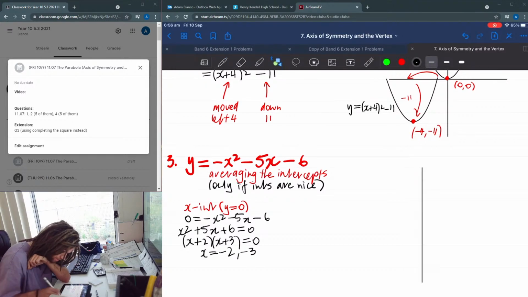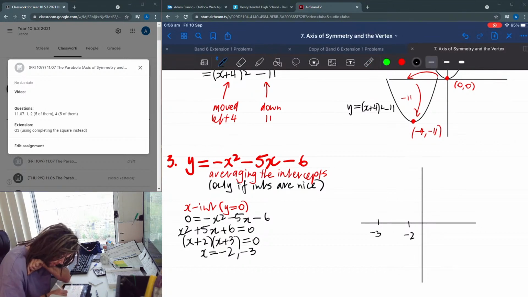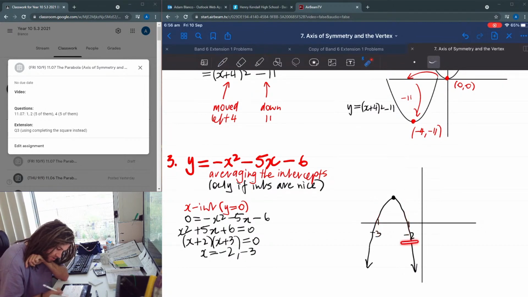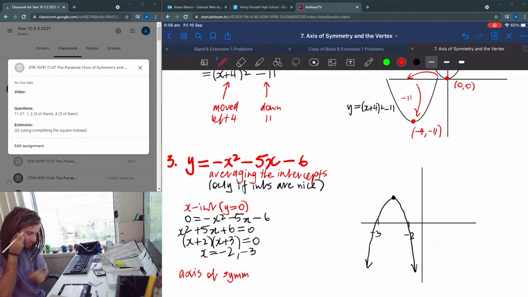So if I were to draw that, x is minus 3 and minus 2. I know it's a negative parabola because of the negative x squared term. So it's going to look like this. Okay, don't trust that drawing. I know it's negative, I just don't know what this point is, but I know it's halfway between my two values here. That means my axis of symmetry is going to be the average of minus 2 and minus 3.